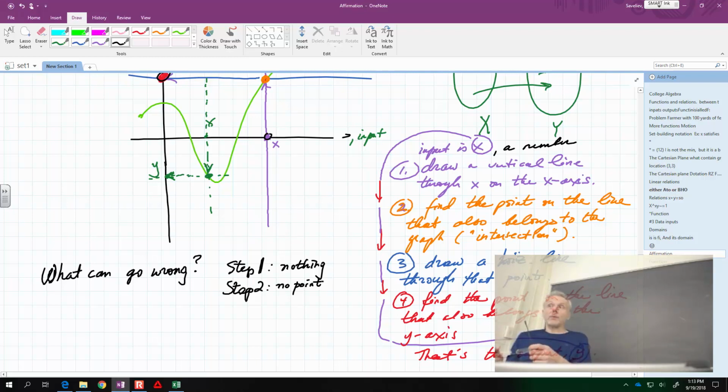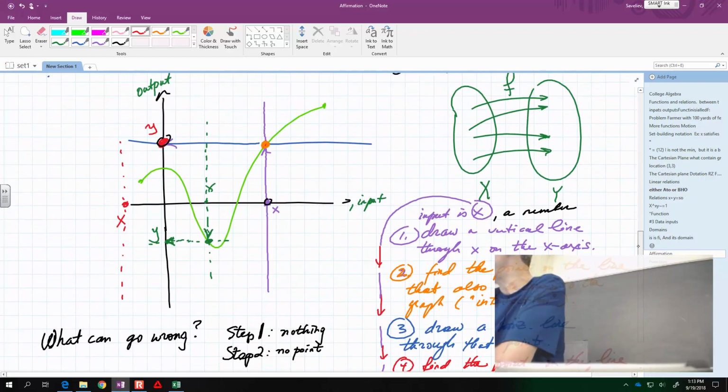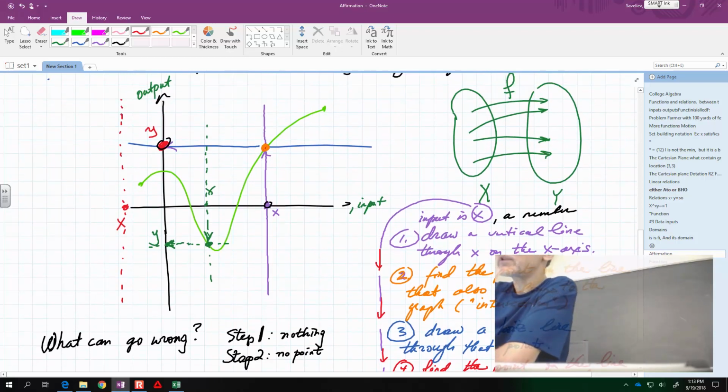But there might be simply a missing point. Okay, so for example, look at what I'm doing here. I pick x over here. If I pick x over here, step number 1, I draw a vertical line, and then I realize that this line has no point in common with my graph. Okay, so that is a bad x. This one is a bad x.